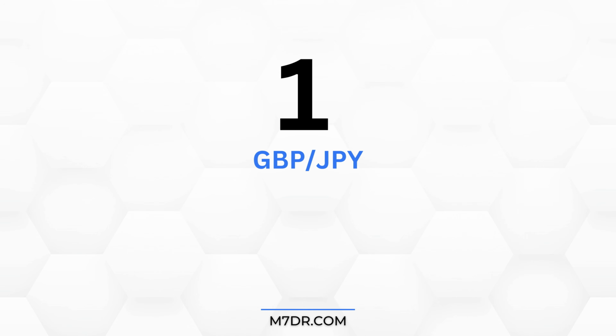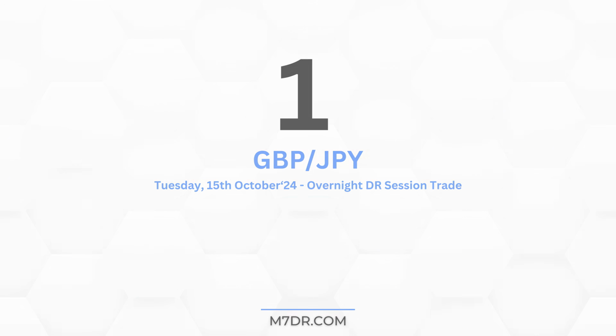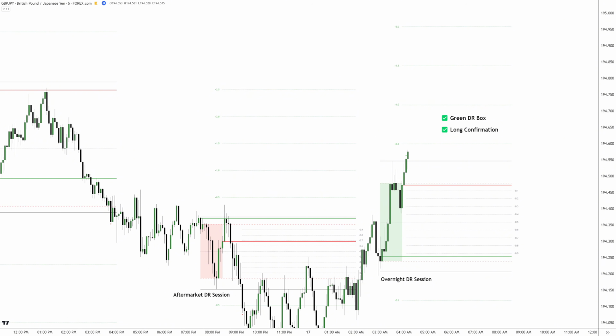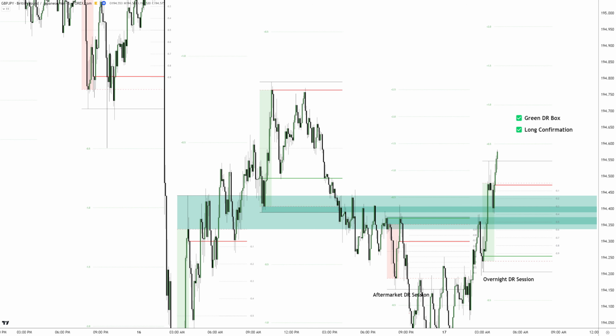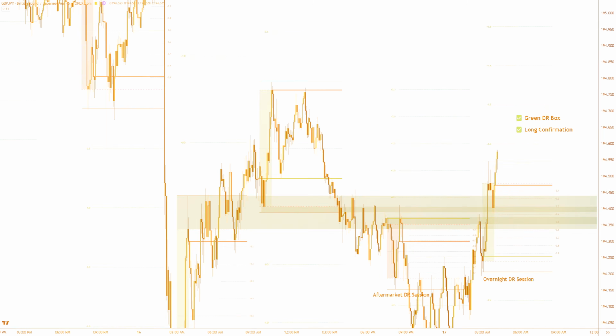And we're coming to the number 1 trade of last week. British pound versus the Japanese yen, Tuesday overnight DR session trade. The overnight DR session closed as a green DR box and confirmed longs with the 4:05 AM candle. A quick look to the left shows multiple previous DR session levels aligning with the current defining range, all clustered in one area, which creates a strong confluence.